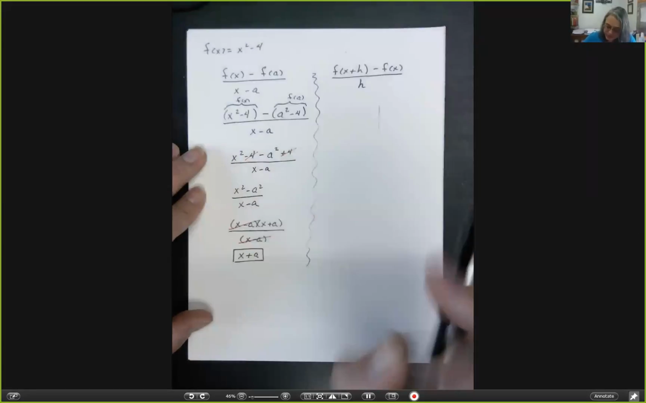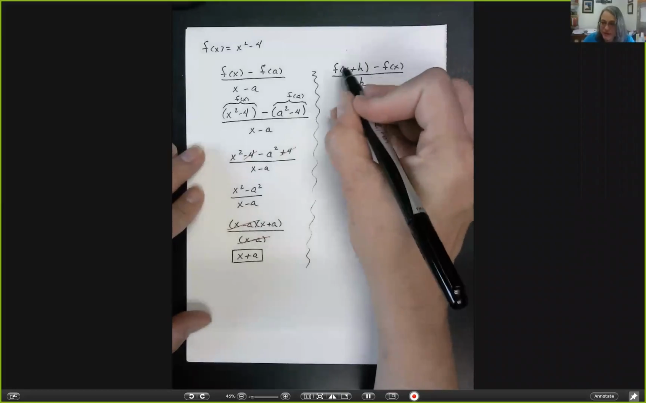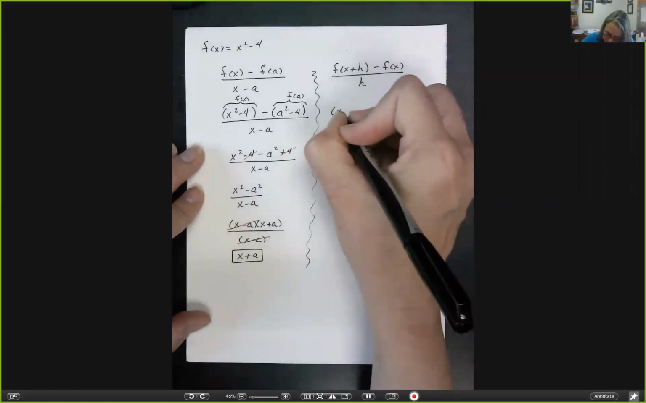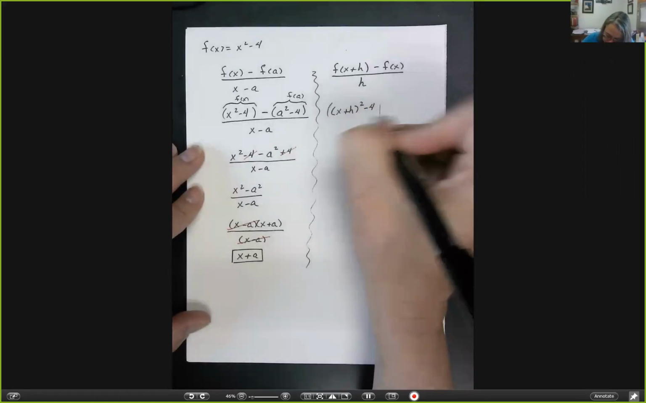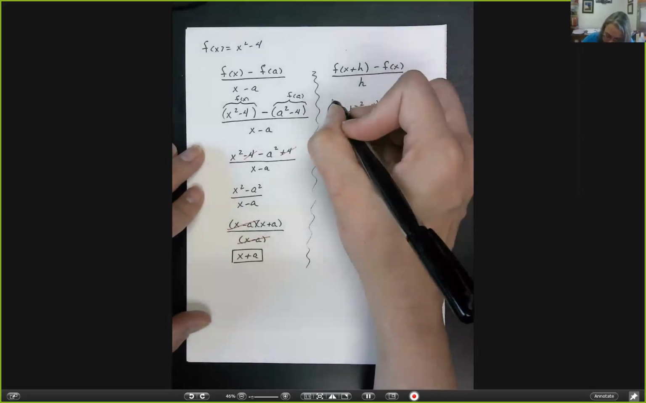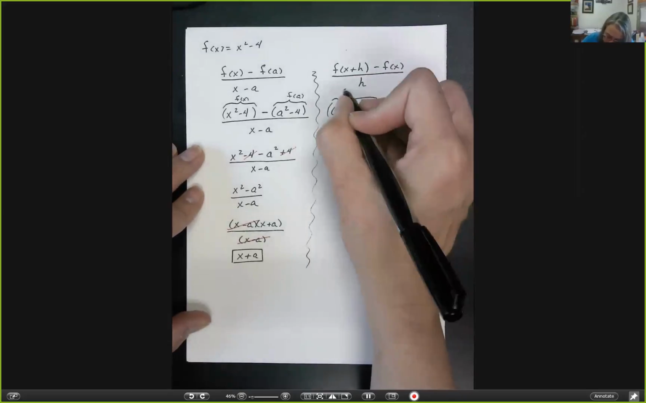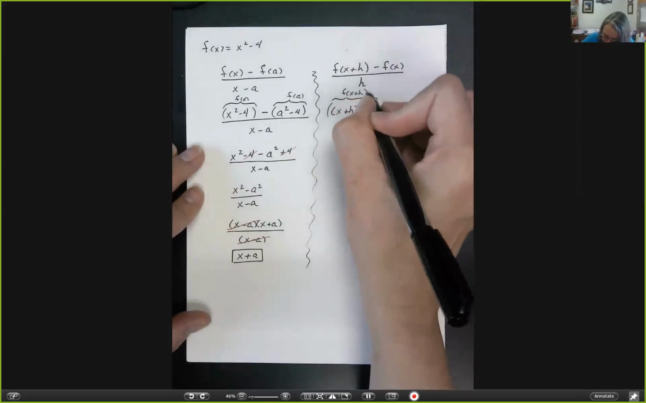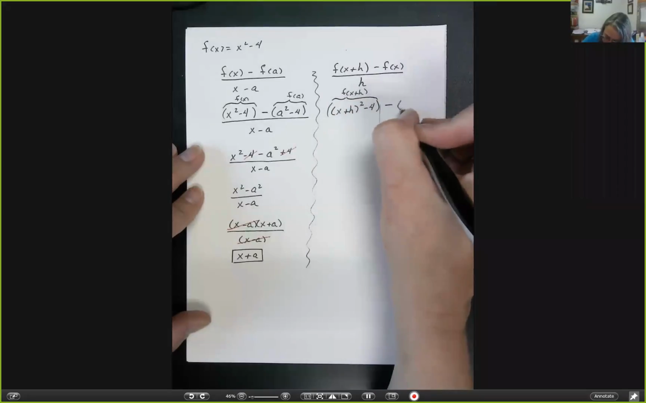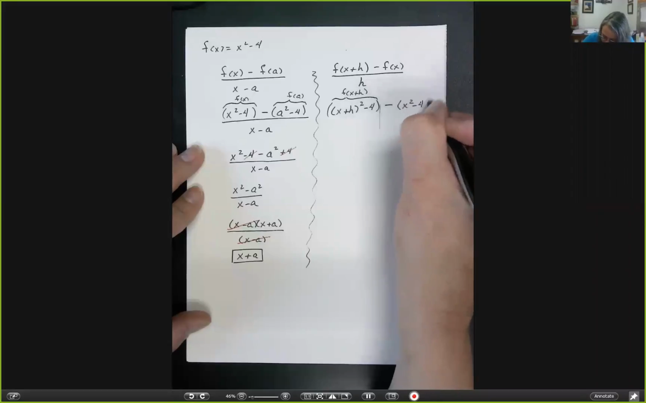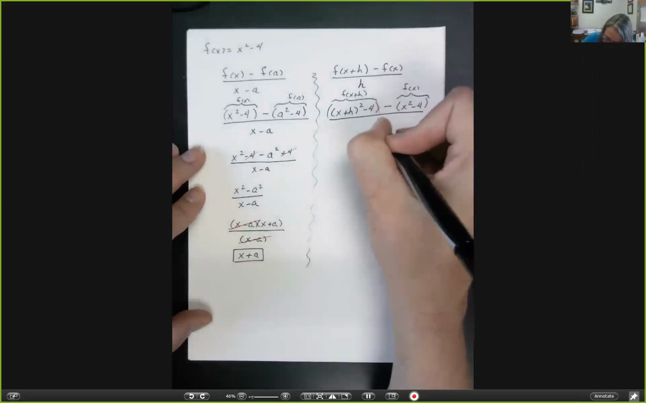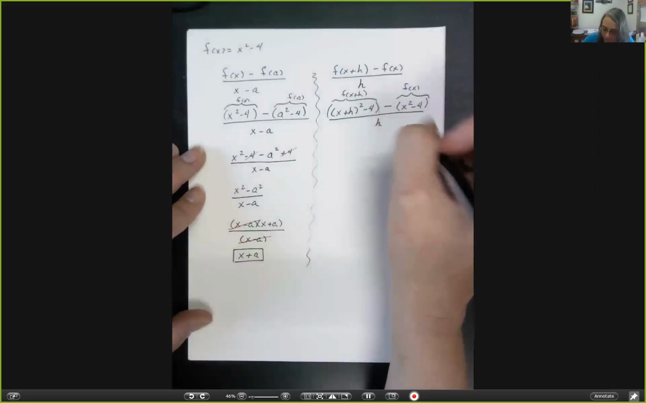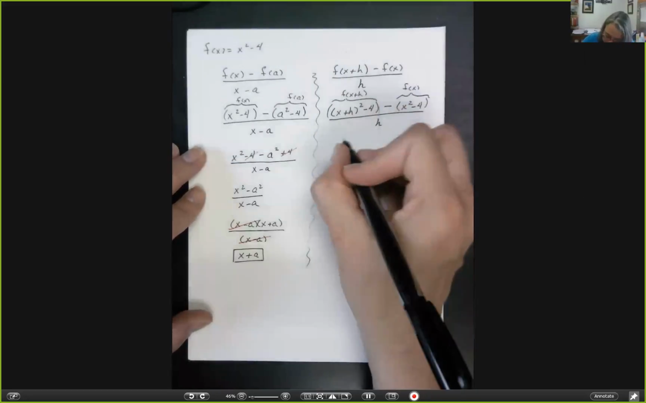So here's what we're going to do. Same thing. F of x plus h is going to be x plus h squared minus 4. That is f of x plus h. You're going to subtract from that f of x, which is x squared minus 4. And then I'm just going to divide by h. We're going to simplify on the top.